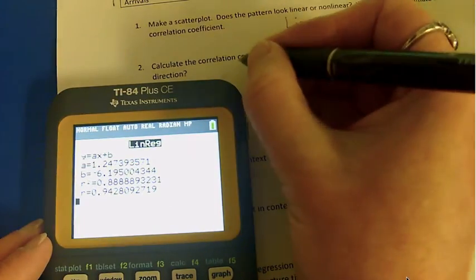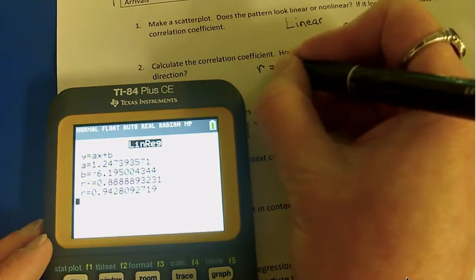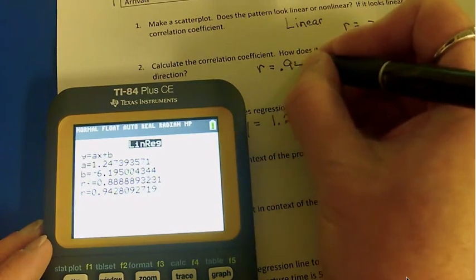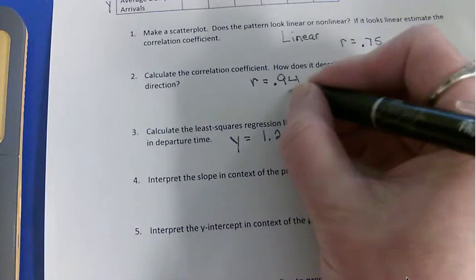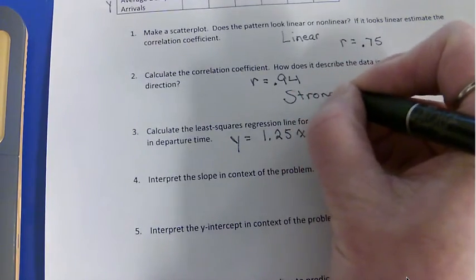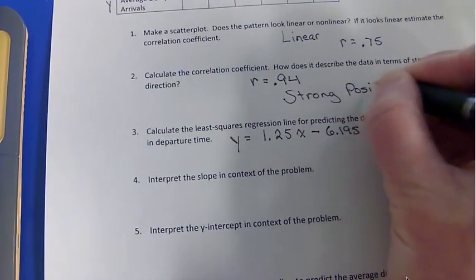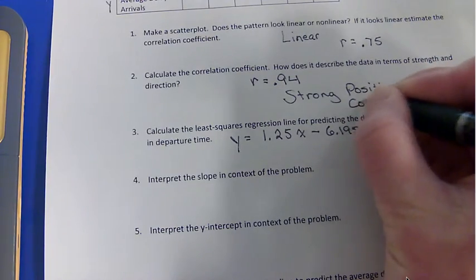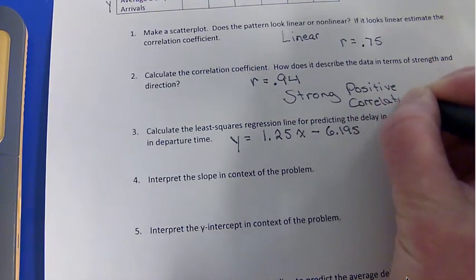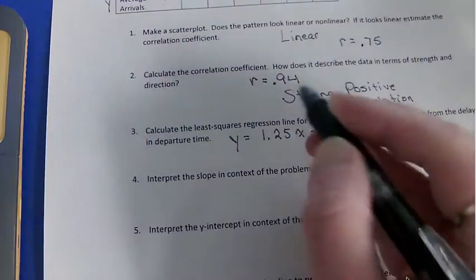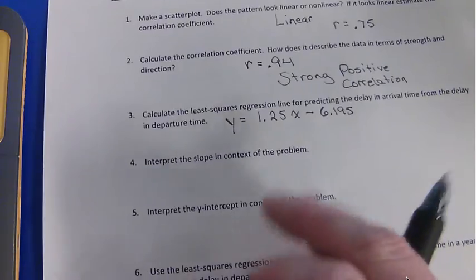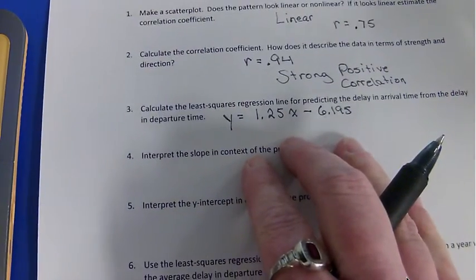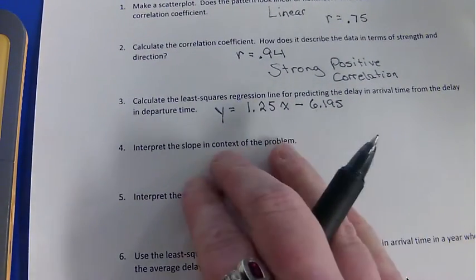Now, R is the correlation coefficient. Ooh, boy, I underguesstimated it. It's 0.94. It's stronger than I guessed. This means this is a strong, positive correlation. Remember, if the number had been negative, it would be a negative correlation. The lower this number is, the weaker the correlation is. And we went ahead and wrote down the regression line.